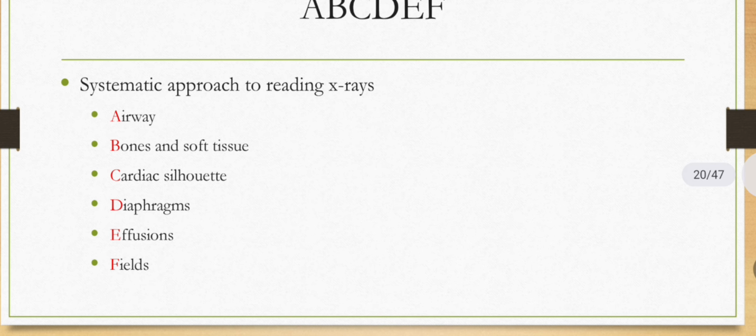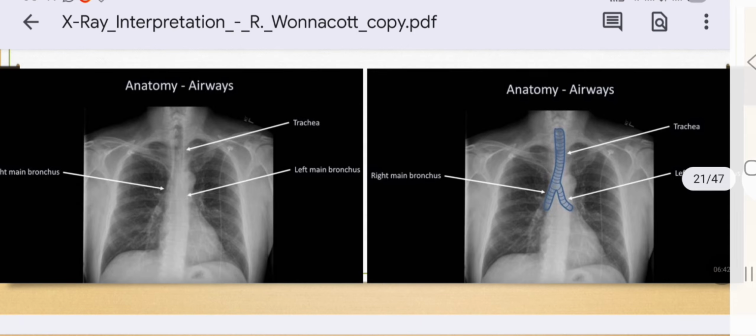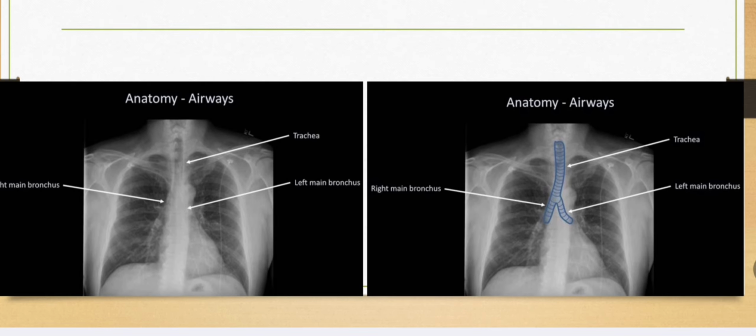ABCDE, a systematic approach to reading X-rays: airway, bones and soft tissue, cardiac silhouette, diaphragm, effusion and fields. Airway anatomy: this is the trachea, the right main bronchus, and this is the left main bronchus.